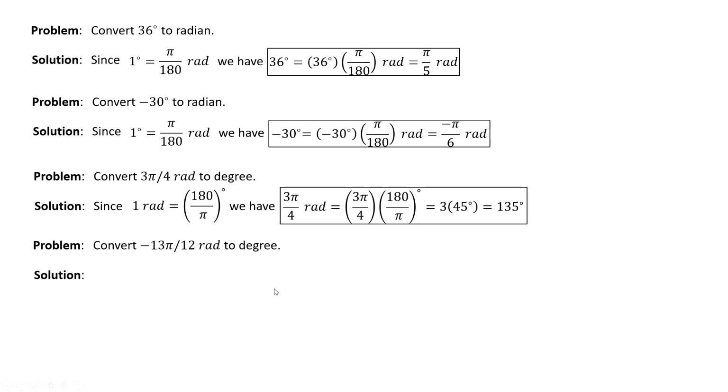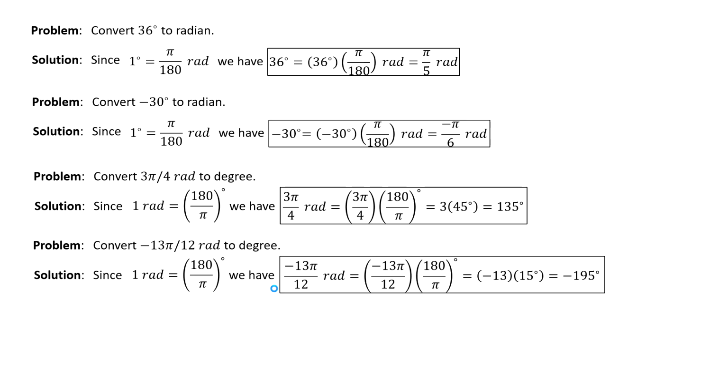Convert negative 13 pi over 12. Same idea. We have this, and so multiply by 180 over pi. Pi and pi cancel. 12 goes 1 time, so we get 6 remainder, 60. 12 goes into 60 5 times. So 180 over 12 is 15. So negative 13 times 15 degrees. When you multiply that, you get negative 195 degrees. Cool.